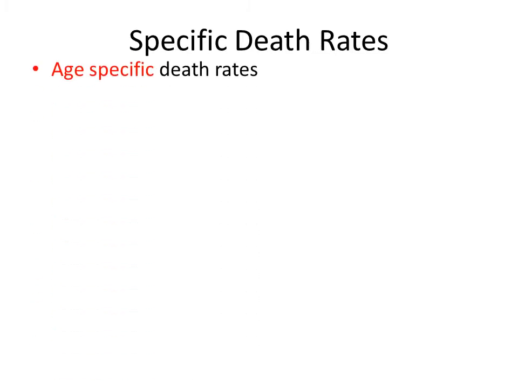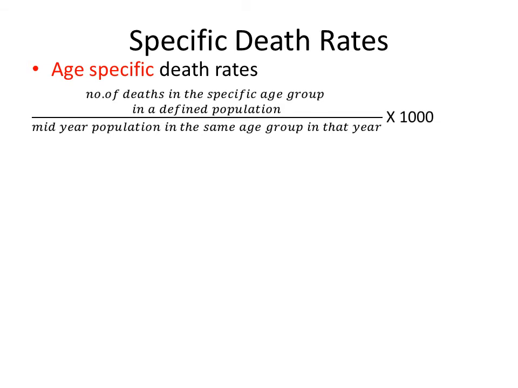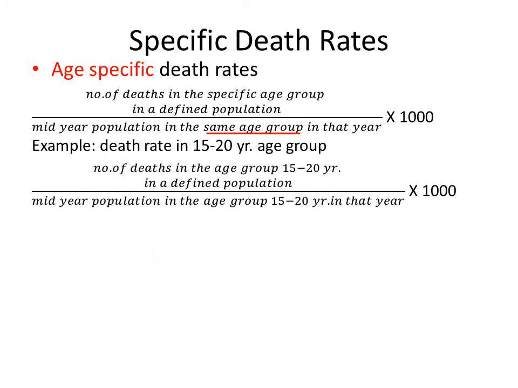Age specific death rate is the number of deaths in the specific age group in a defined population divided by the mid-year population in the same age group in that year into 1000. Example, death rate in the 15 to 20 year age group. Number of deaths in the age group of 15 to 20 year olds in a defined population divided by the mid-year population in the age group of 15 to 20 years in that year into 1000.